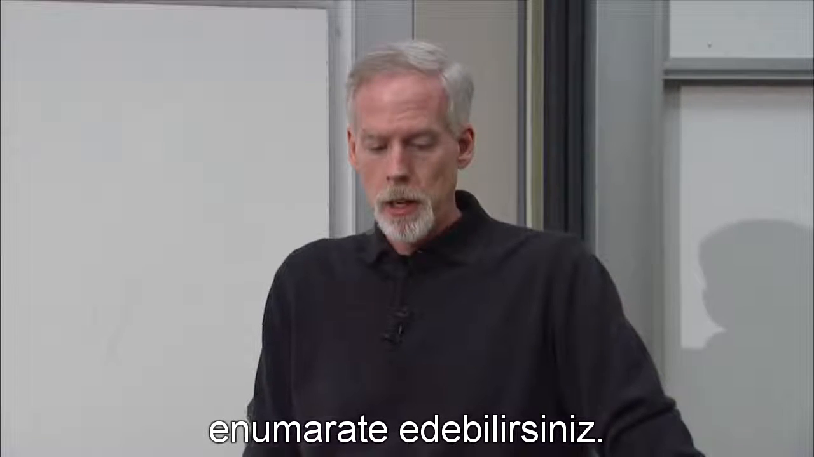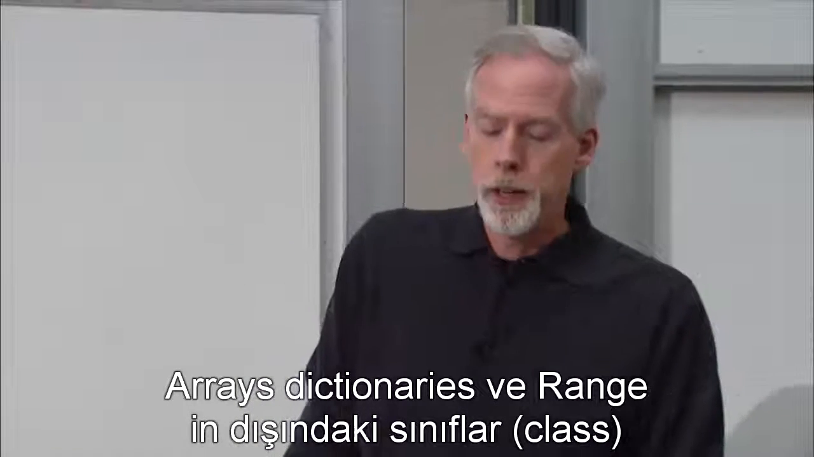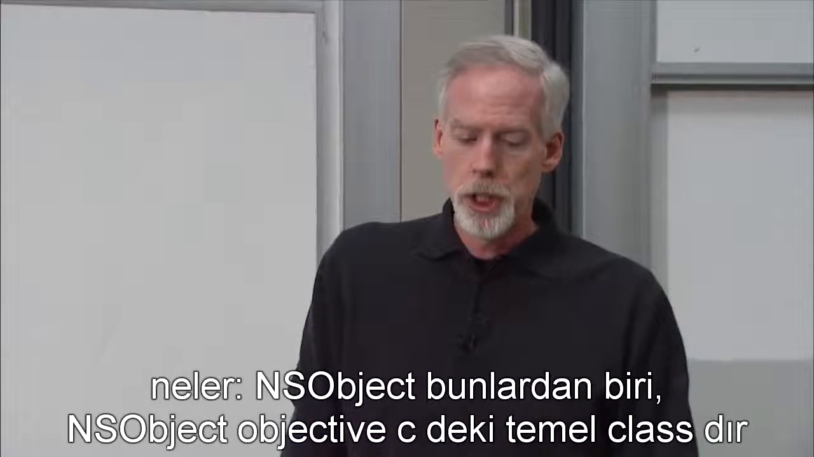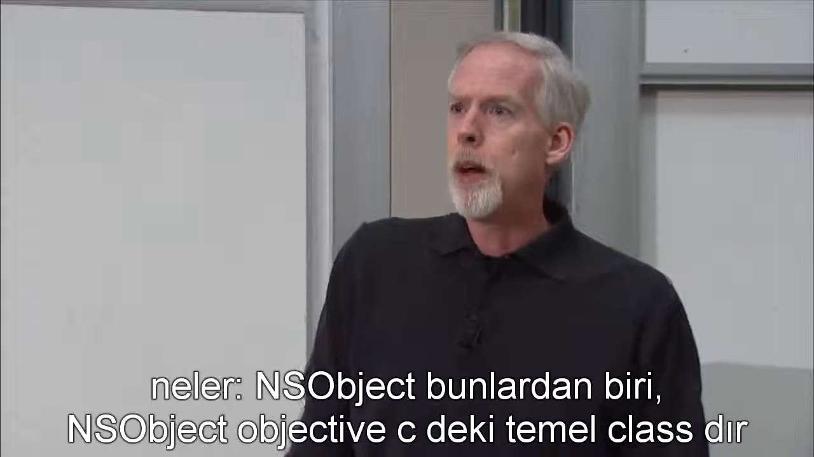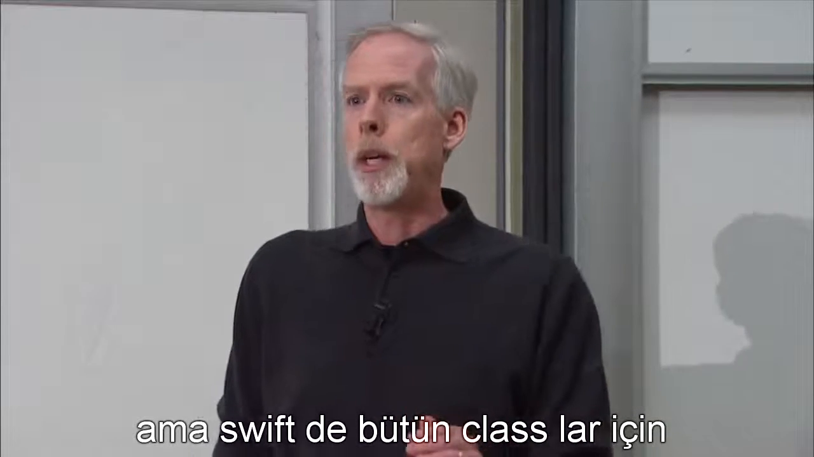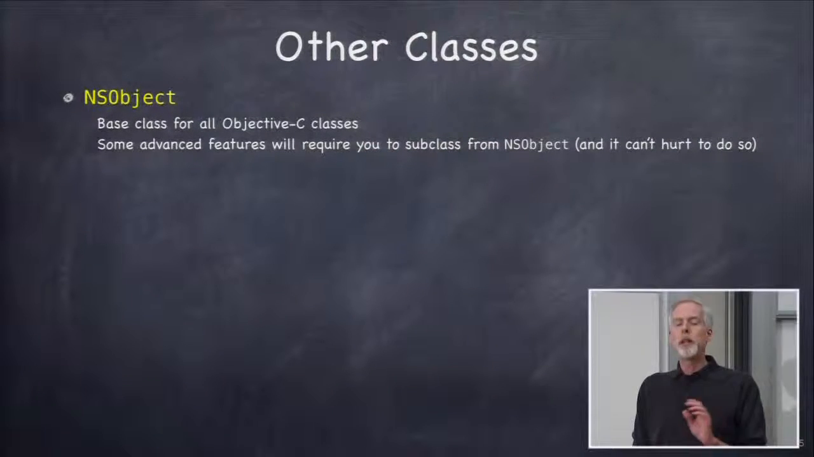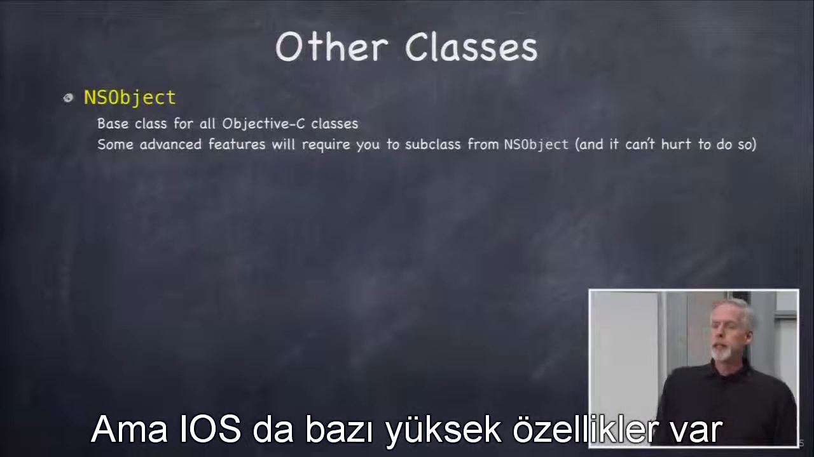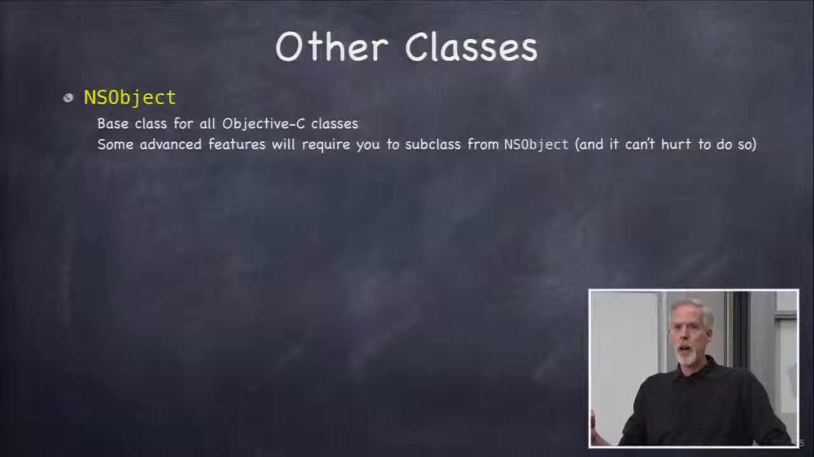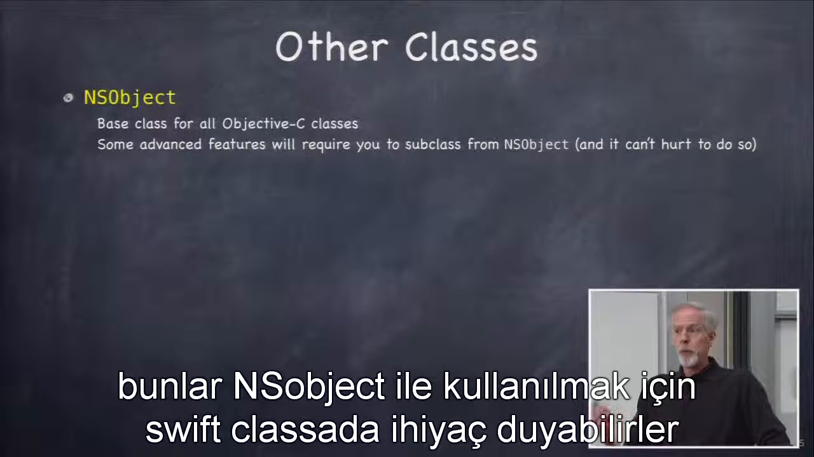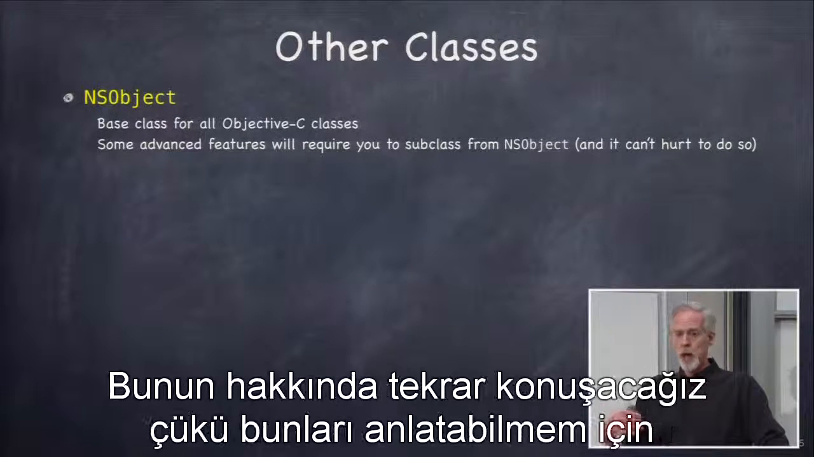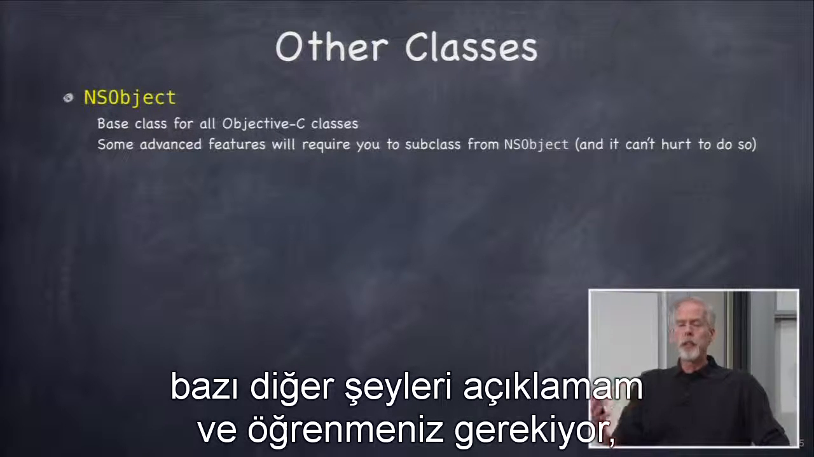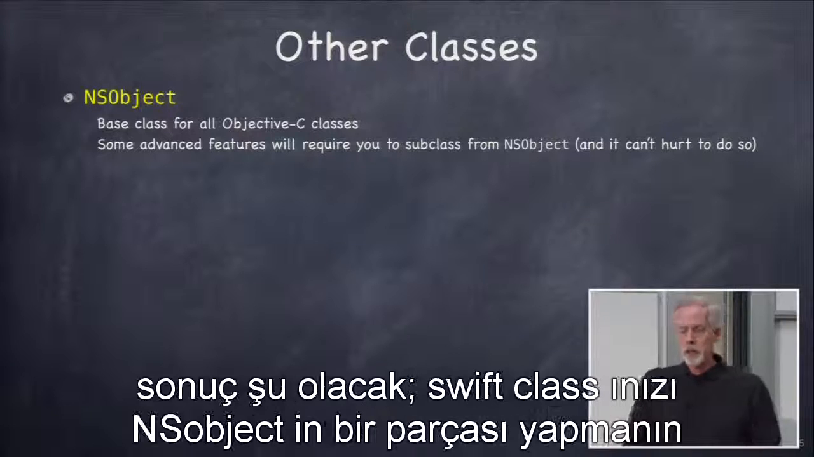Okay. All right, other classes besides arrays, dictionaries, range. NSObject. So NSObject was the base class for all Objective-C classes. In Swift, we don't really have a base class for all Swift classes. However, there are some advanced features in iOS that require even your Swift class to inherit from NSObject. I can't really talk about them because there are other things you need to know for me to even explain them to you, but down the road that will happen.